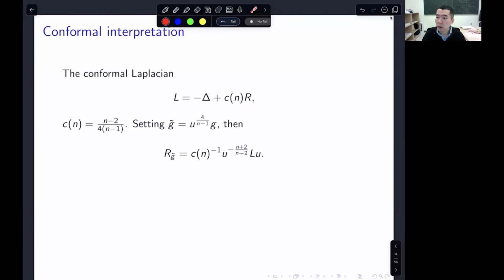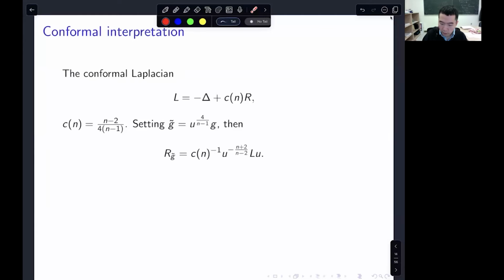So this operator naturally appears in conformal geometry, and particularly if we conformally deform the Riemannian metric by a specifically chosen power of the positive function u, to the 4 over n-1, then the new scalar curvature is related to the previous one by this simple formula. So the important part is the conformal Laplacian acting on the function. Now here n is the dimension of the Riemannian manifold.